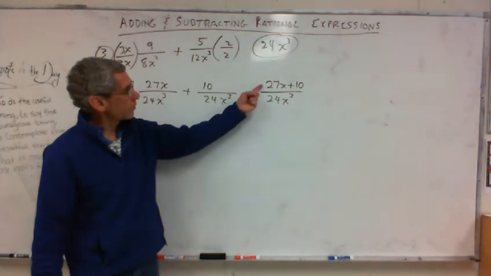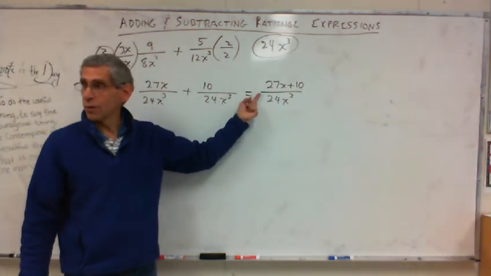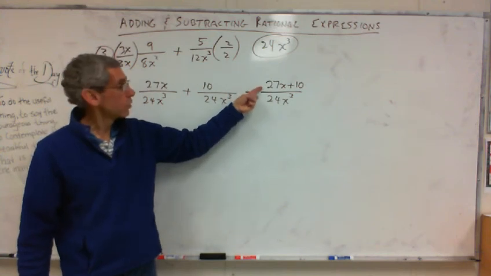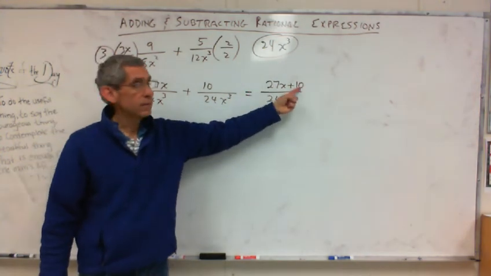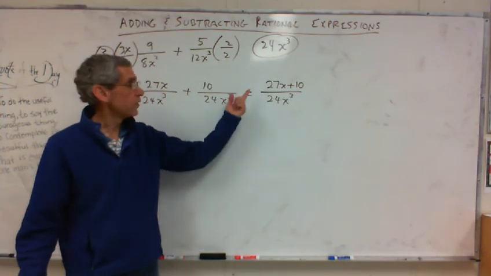And now I have to ask myself, can I factor? Now that I've added everything together in the numerator, I look at the numerator and I ask myself, can I factor that? Is there anything that goes into 27 and 10? No, there isn't. So now I'm done. There's nothing else I can do.